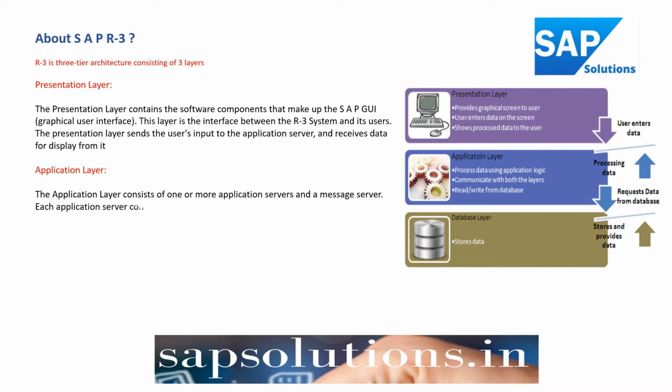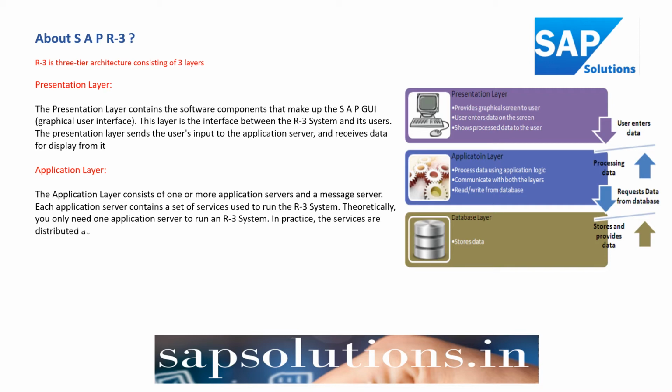Application layer. The application layer consists of one or more application servers and a message server. Each application server contains a set of services used to run the R3 system. Theoretically, you only need one application server to run an R3 system. In practice, the services are distributed across more than one application server.